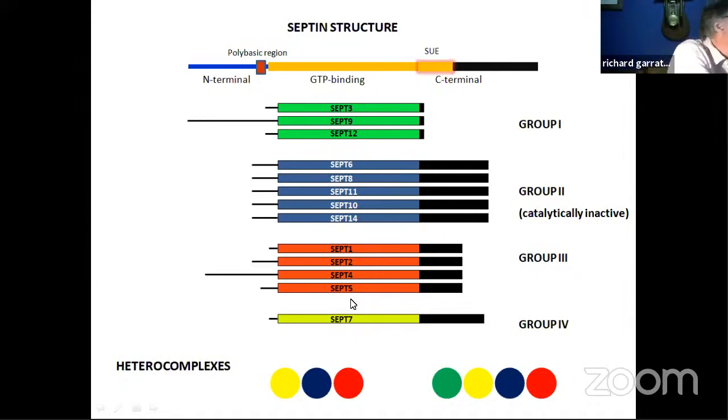I apologize. My cell phone has decided to go off. I apologize. So I will refer to these 4 different groups by their colors.